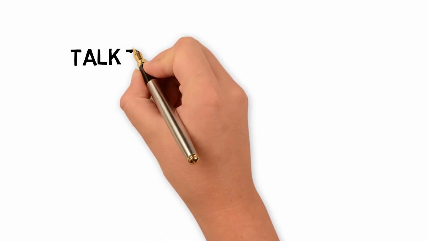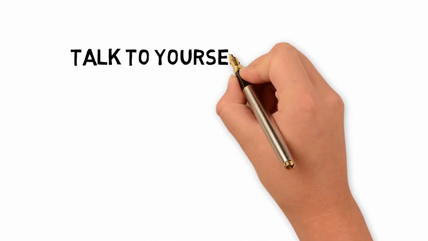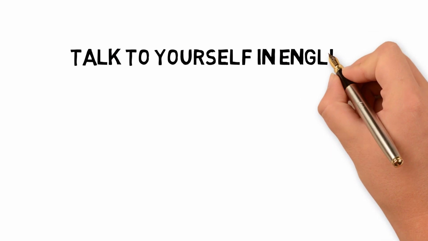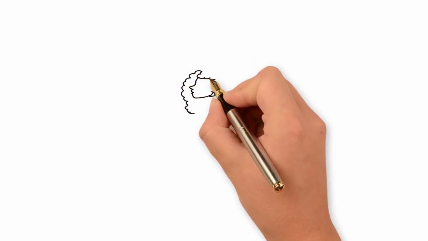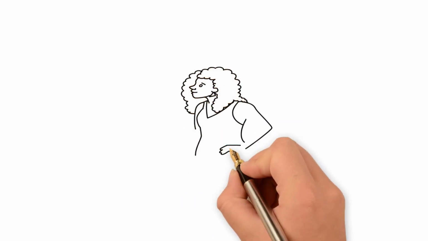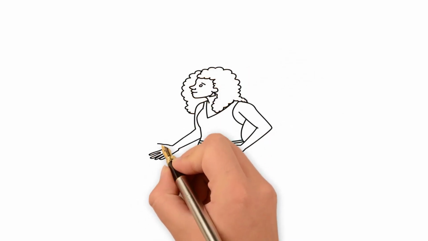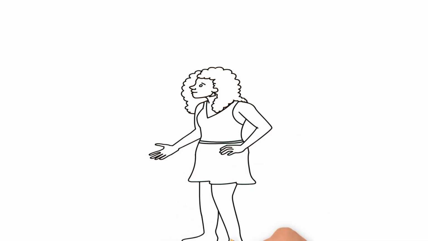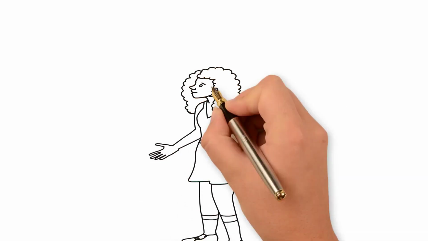Step 5 is talk to yourself in English. For this one, you will not need anyone else apart from yourself. When I was learning English, and I still do this obviously, I would describe to myself whatever happened during the day. This gives you extra practice before you start explaining things to other people.